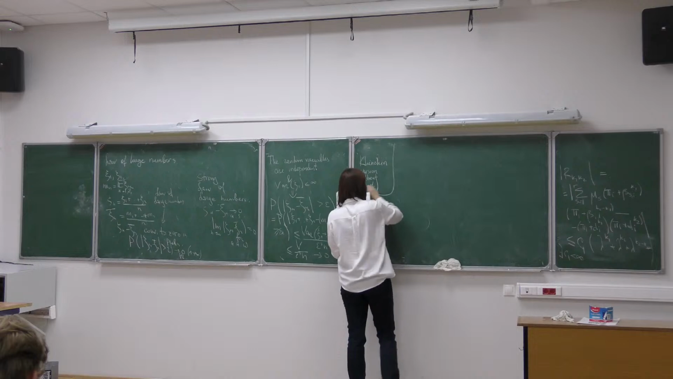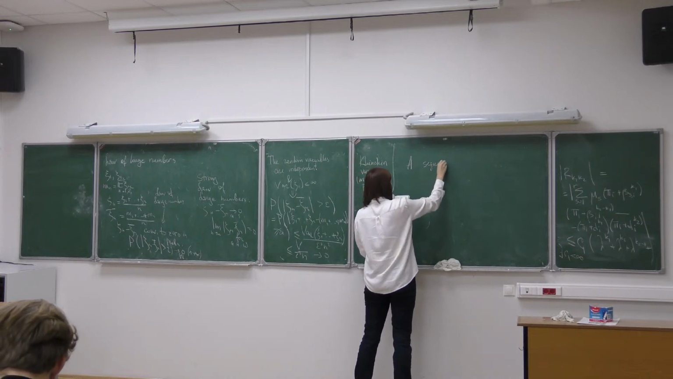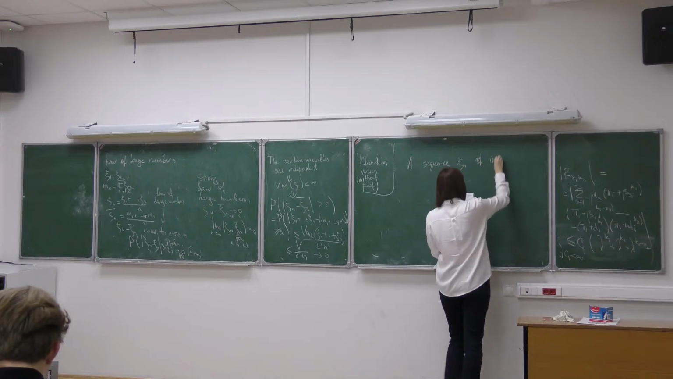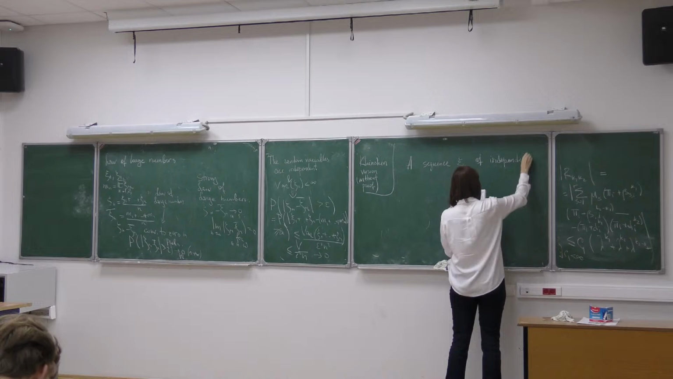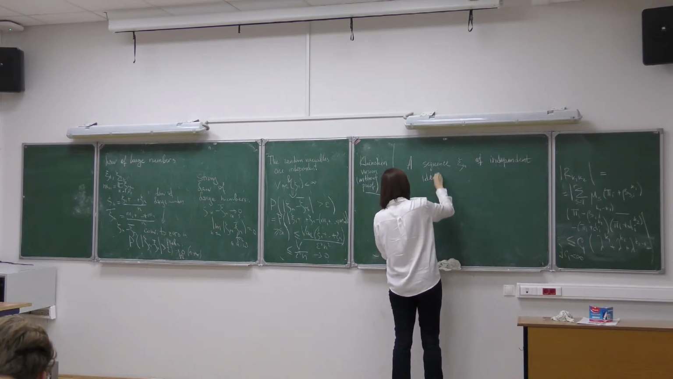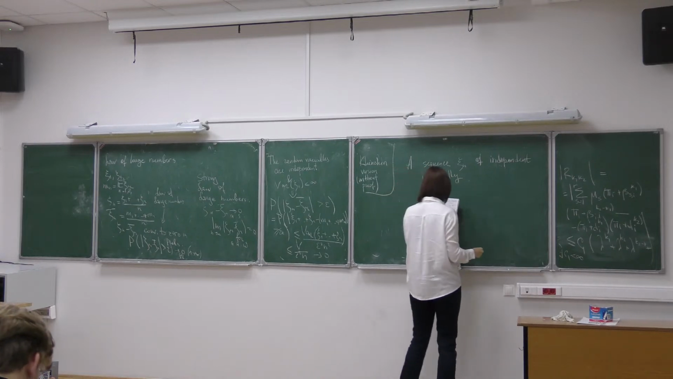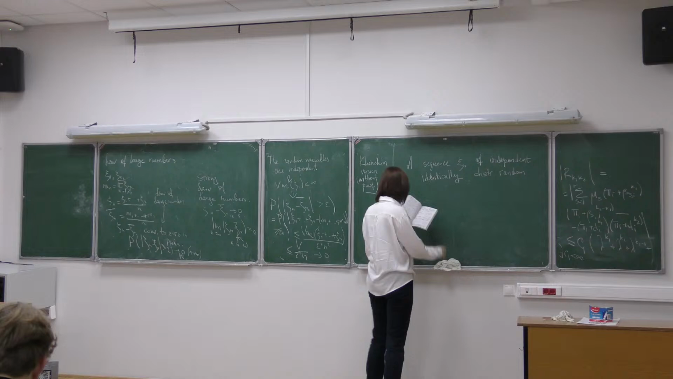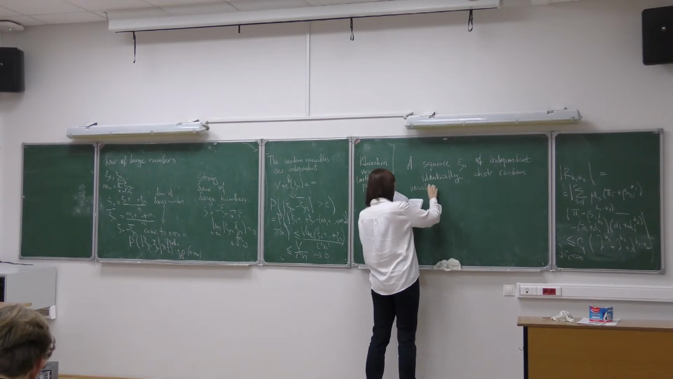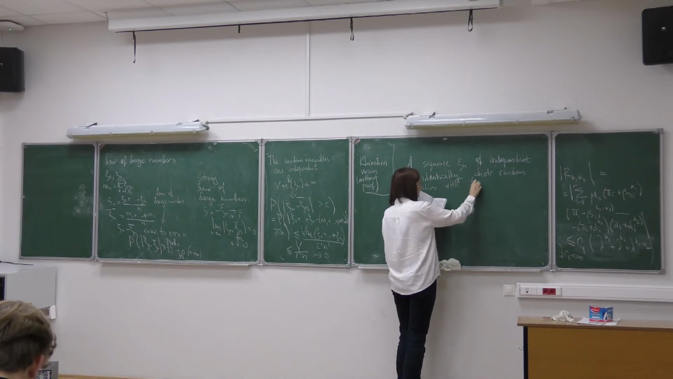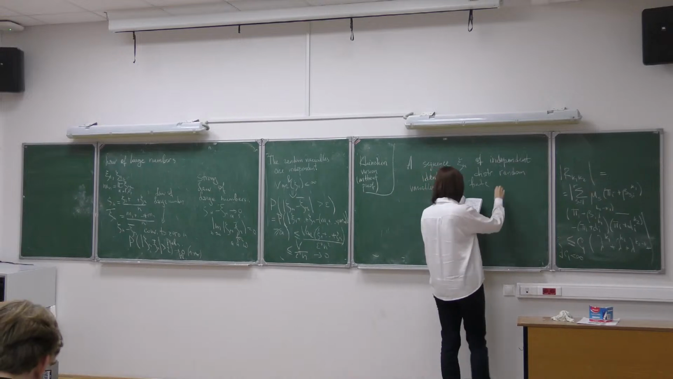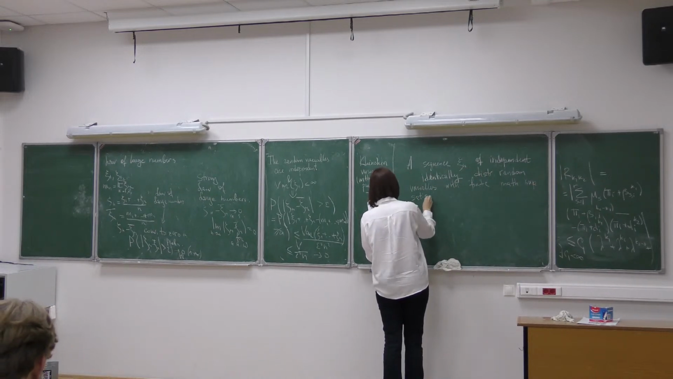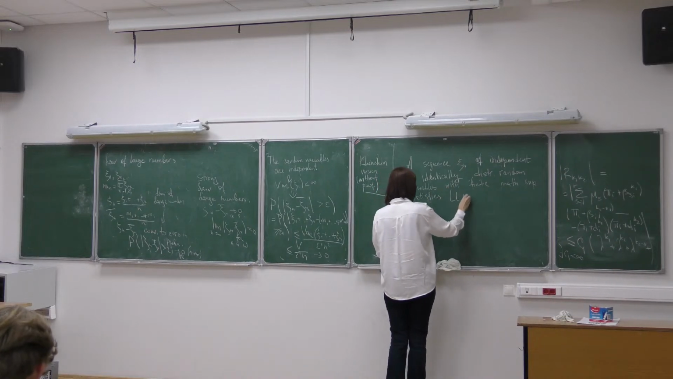So a sequence, say xi n, of independent, identically distributed random variables with finite mathematical expectation satisfies the law of large numbers.